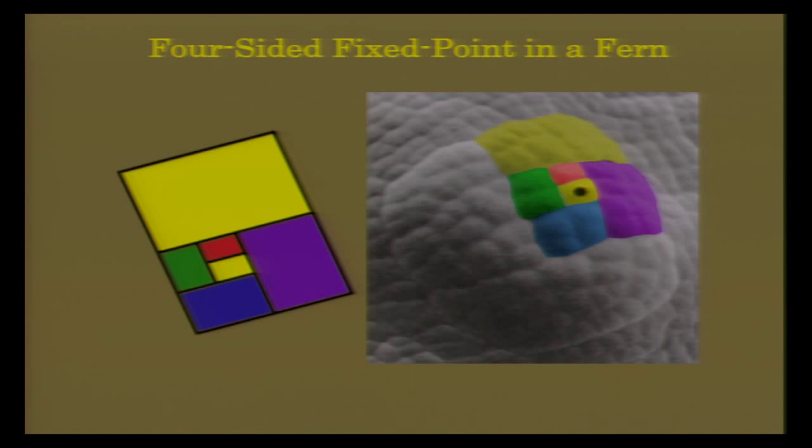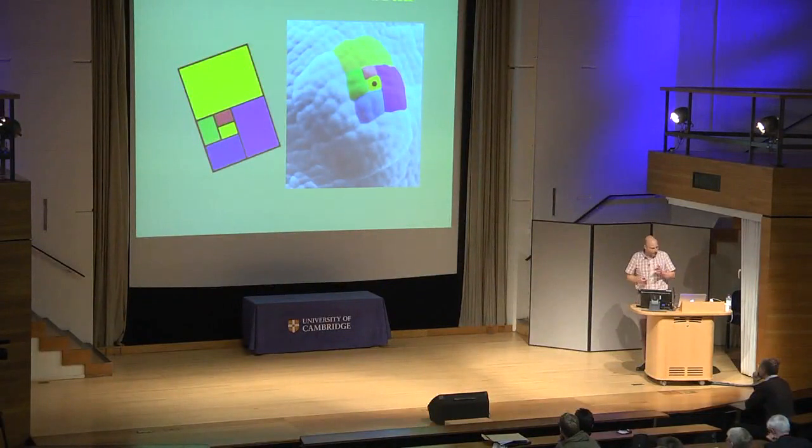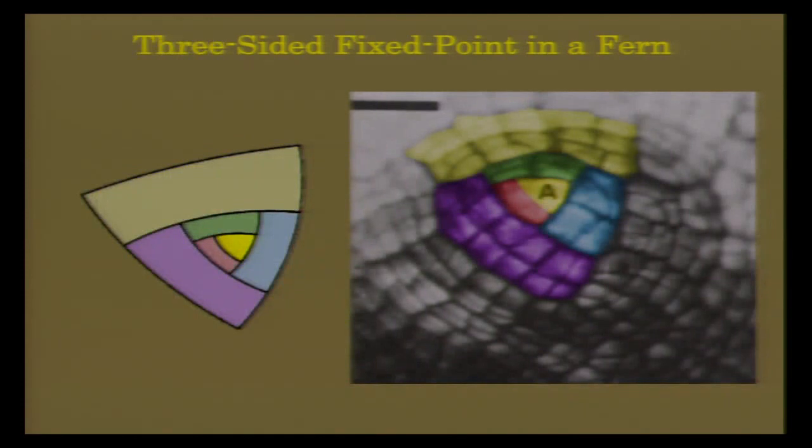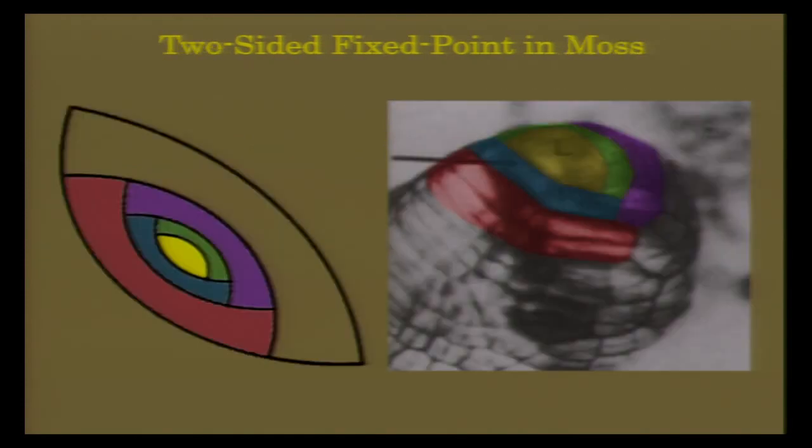Okay, so we've got 3 or 4 cases here where we observe some relation between these fixed points and what we observe in nature. We wanted to know why this plant adopts rectangular, or 4-sided, cells. This one adopts a 3-sided cell, and this moss adopts a 2-sided cell. Now, what exactly are the conditions?